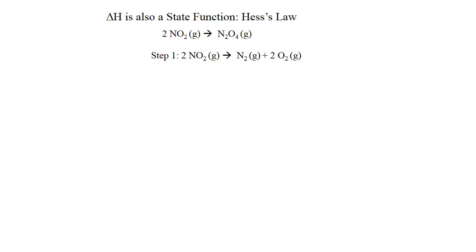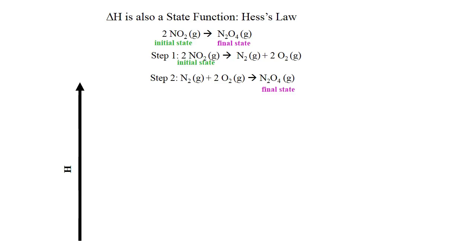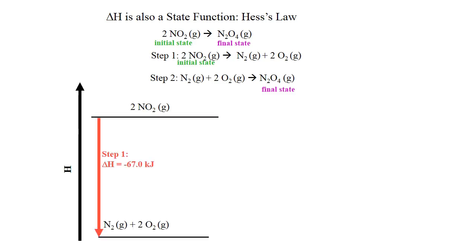Now, if we can't do this reaction in one step, we could do step 1, where 2 moles of NO2 decompose into 1 mole of nitrogen and 2 moles of oxygen. And then we could take step 2, we could take those two elements and recombine them in a new way to make N2O4. So if we can't do the direct reaction, we could divide it into steps. The initial state and the final state are still the same if we do it in one step as opposed to if we do it in 2 steps. So if we look at enthalpy on a vertical scale, we have 2 moles of NO2.